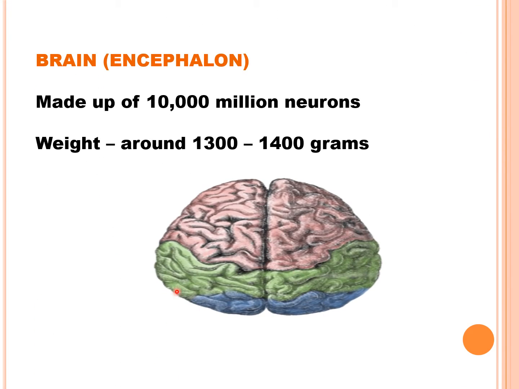An adult human brain weighs around 1300 to 1400 grams. It consists of about 100 billion neurons or nerve cells. The brain is 80% water and consumes more than 25% of the total oxygen in the body.